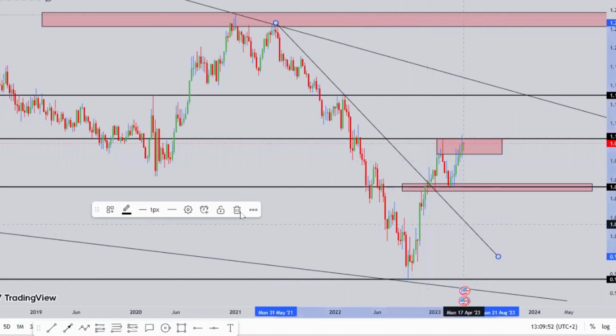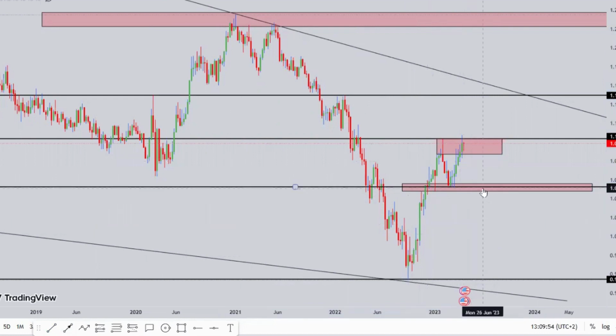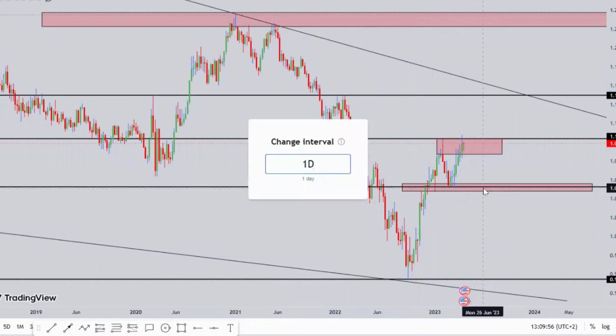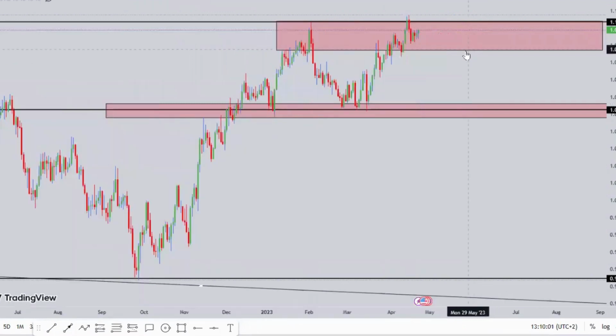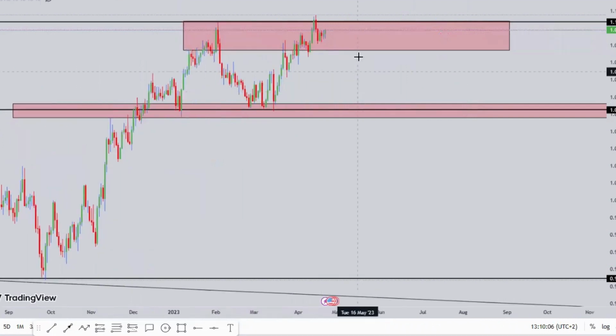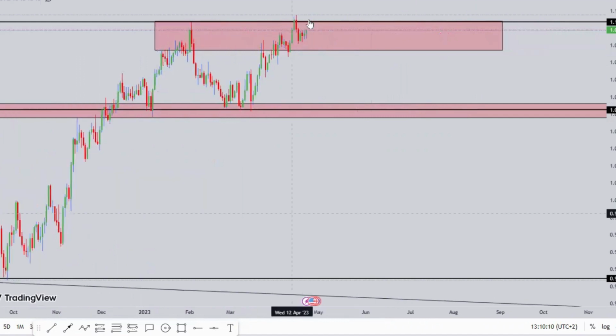So what we're going to do is go to my daily time frame. Looking at the daily time frame, what we can notice is that the market is still inside that zone. So there's nothing much we can be waiting for, except for the market to break above this area, and from then we can take our buying entries. But for now, as it stands, there's nothing we can actually do.